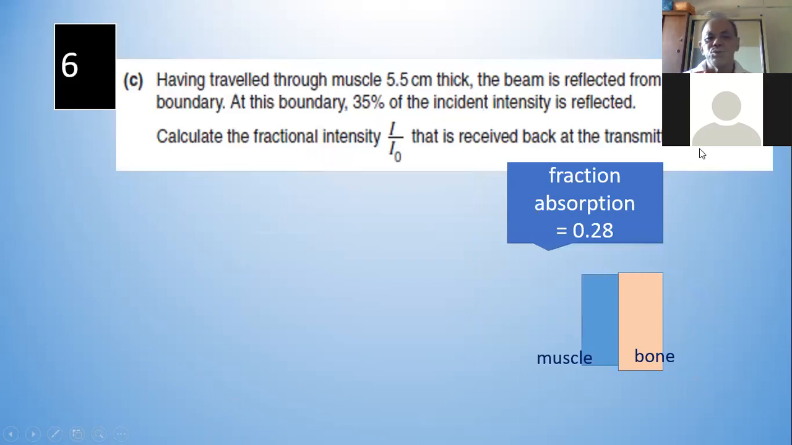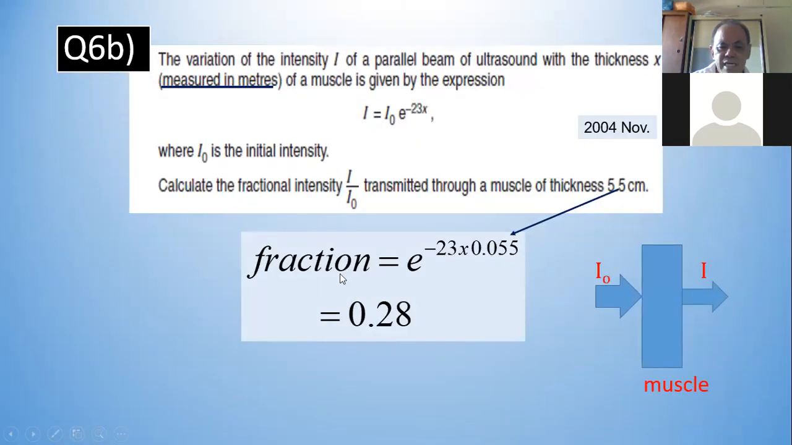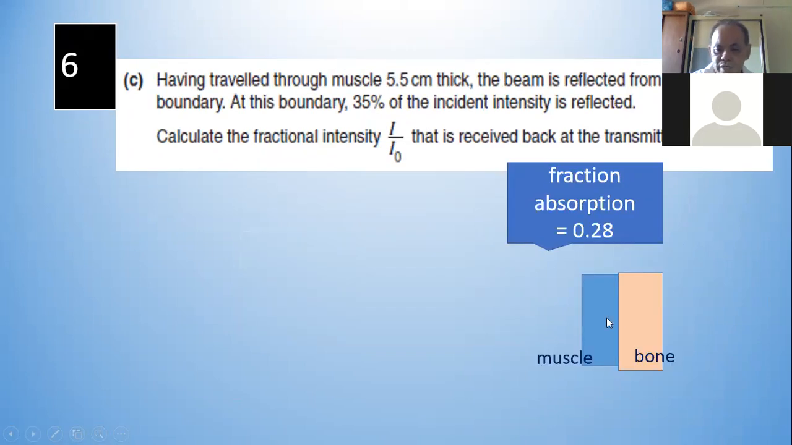Having traveled through muscle, that's your muscle, the beam is reflected from the muscle-bone boundary. At this boundary, 35% of the incident intensity is reflected. Remember, 35% is at this boundary there. Calculate the fractional intensity I over I naught that's received back at the transmitter. So when it comes to this type of question, you have to keep in mind what we have calculated previously. This one is the absorbed fraction, as it goes through here.